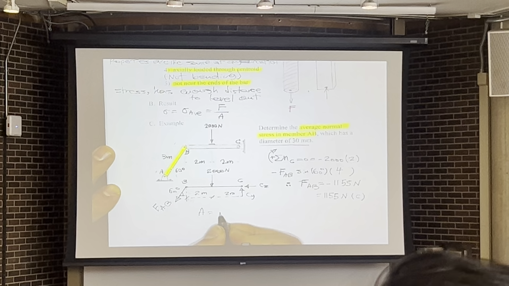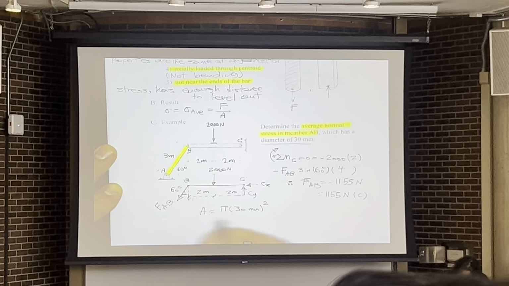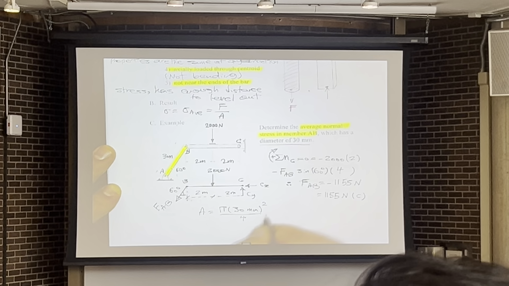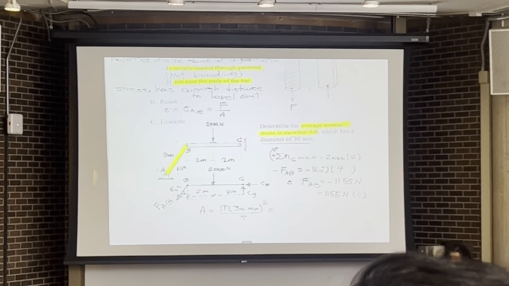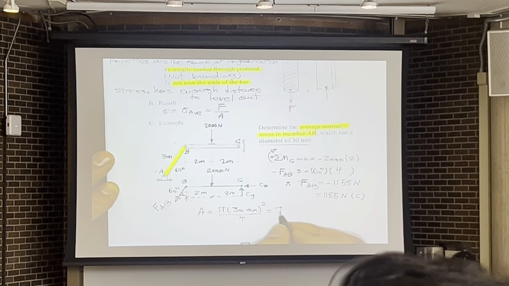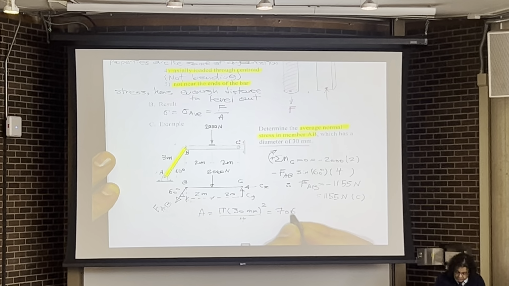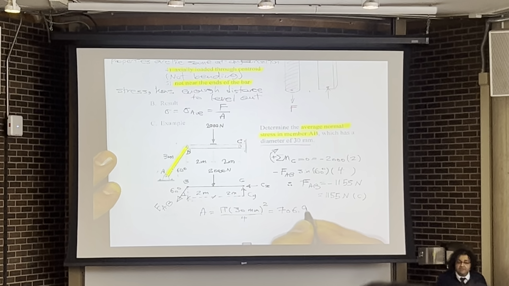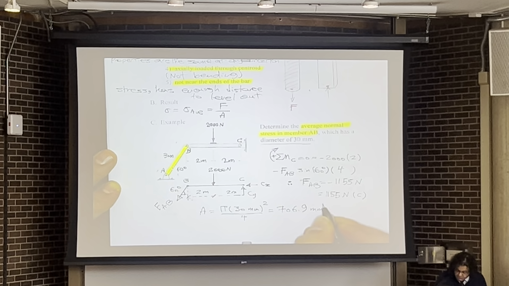That area is going to be pi d squared divided by 4, which is how much? 706.9, is that correct? Would you please verify that? Perfect. And the unit is going to be millimeter squared.